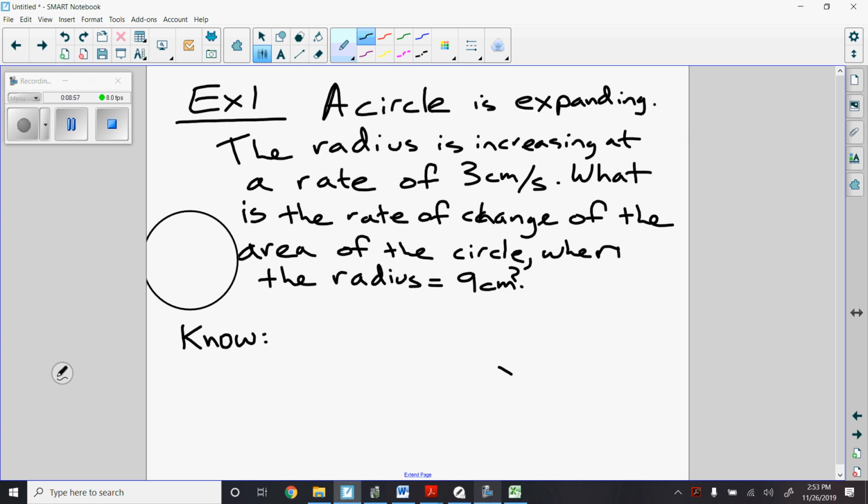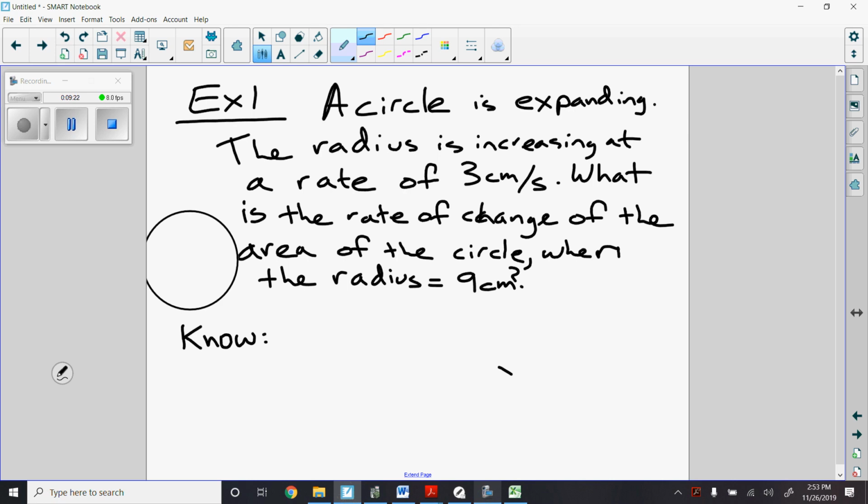So it says the radius is increasing at a rate of 3 centimeters per second. That is very clear that that is a rate, because I use the word rate. Also, if you take a look at the unit there, 3 centimeters per second, right? It's growing 3 centimeters every 1 second. So over time, every second that passes, the radius gets 3 centimeters bigger.